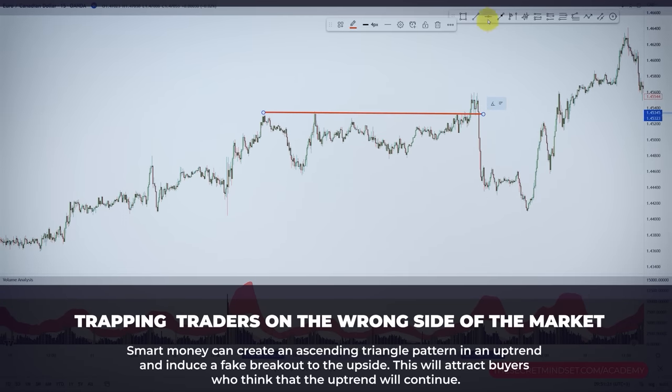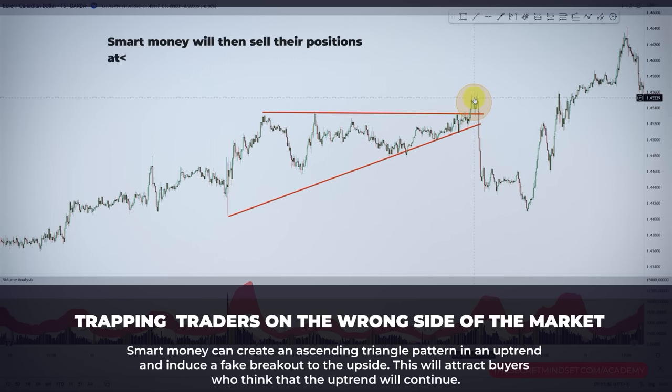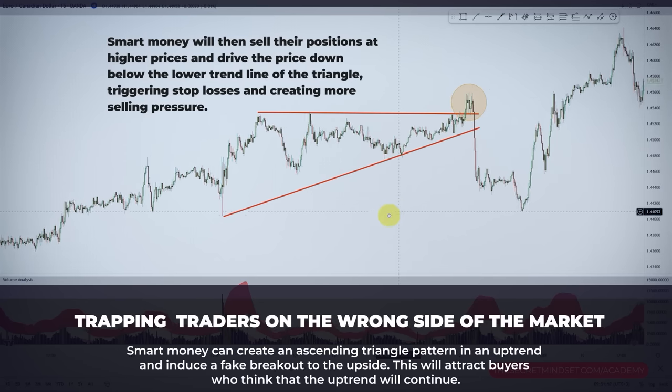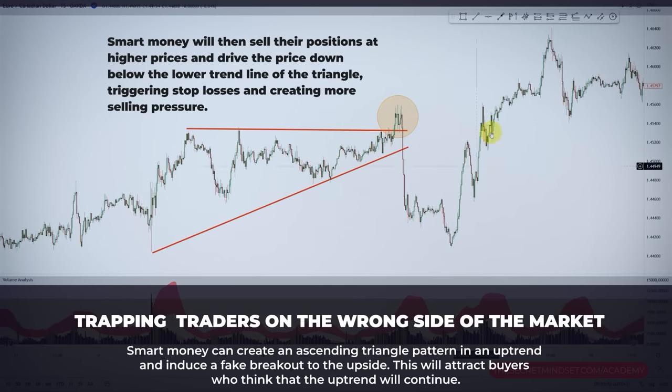For example, smart money can create an ascending triangle pattern in an uptrend and induce a false breakout to the upside. This will attract buyers who think that the uptrend will continue. However, smart money will then sell their positions at higher prices and drive the price down below the lower trend line of the triangle, triggering stop losses and creating more selling pressure. This will result in a sharp decline in price and a minor reversal of the uptrend.